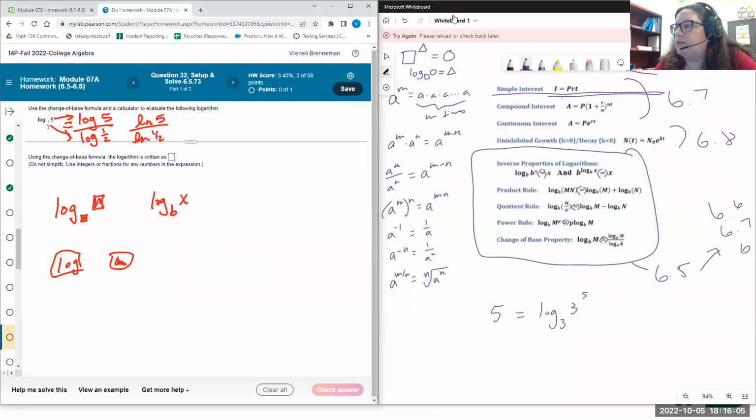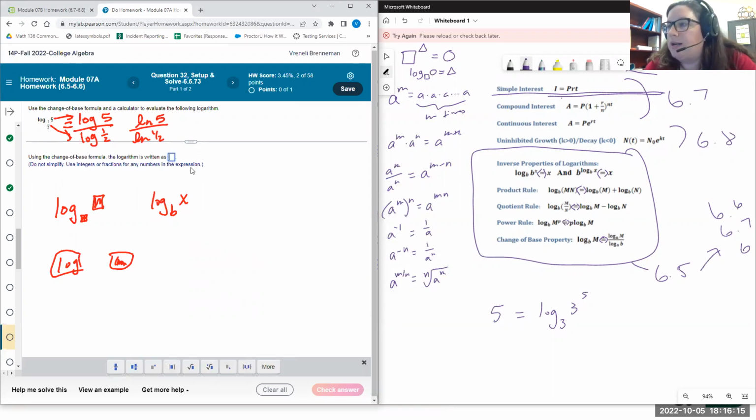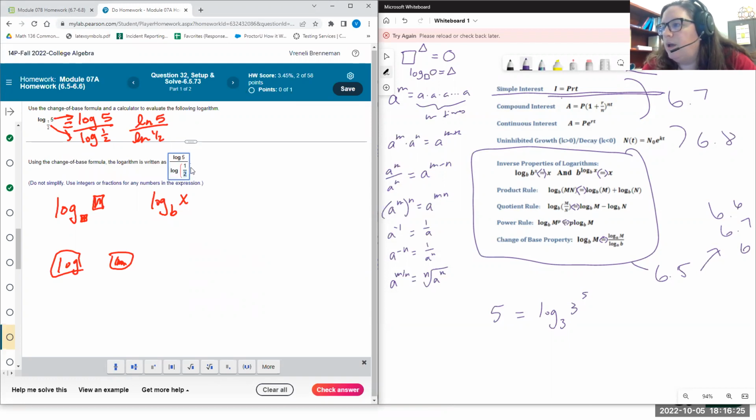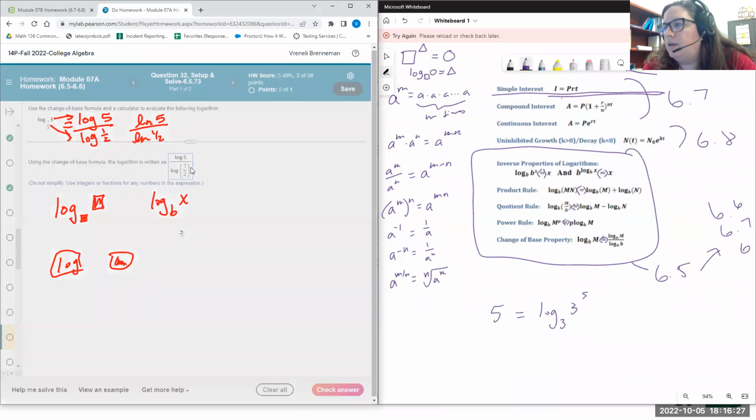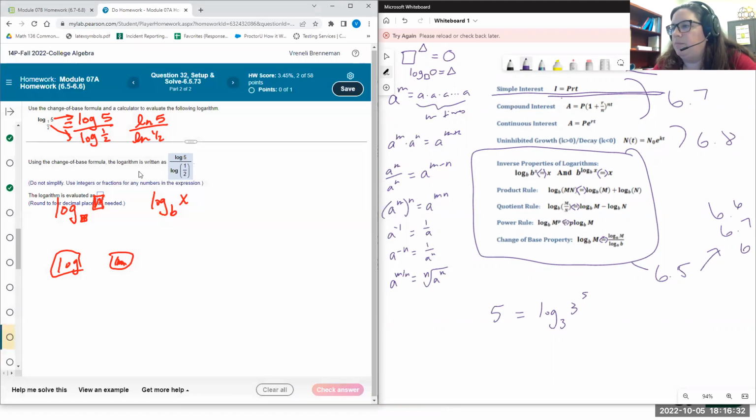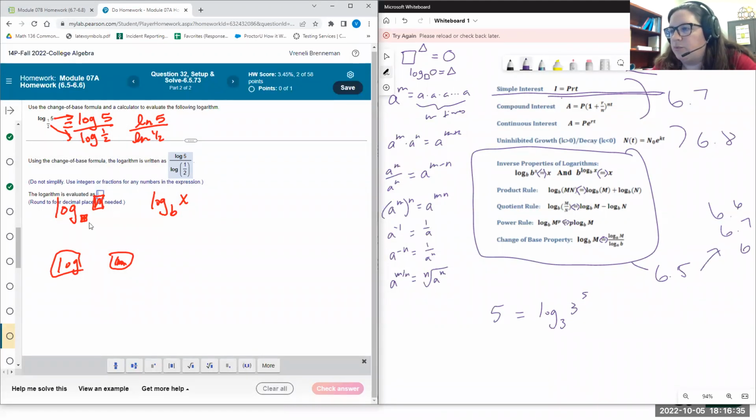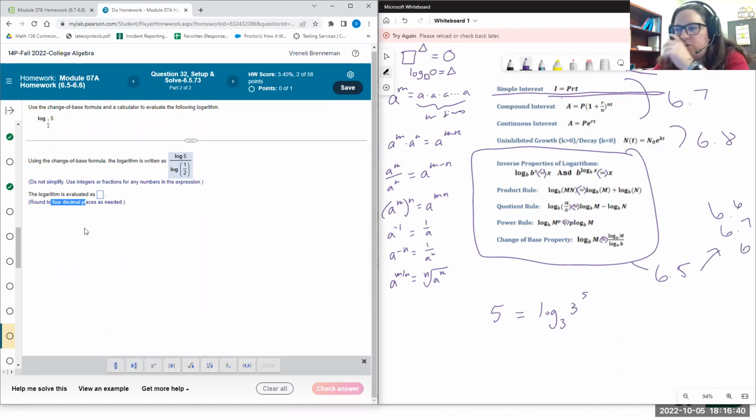So something else, of course, with this: the problem just says to use the change of base formula, so you're actually rewriting it, and it doesn't specify what base to use. So like log 5 over log 1/2, and then evaluate. But you want to watch the rounding instructions. So this says round to 4 decimal places. Make sure you're following correct rounding rules.